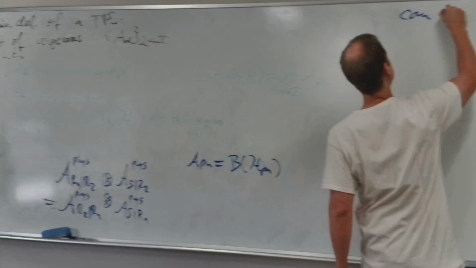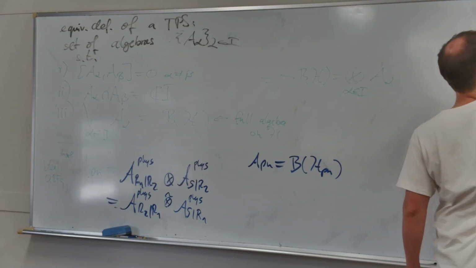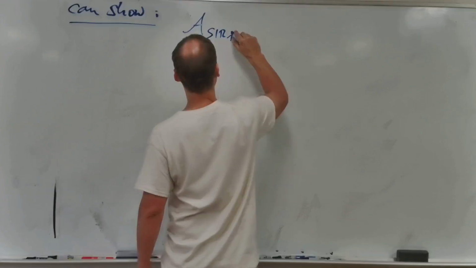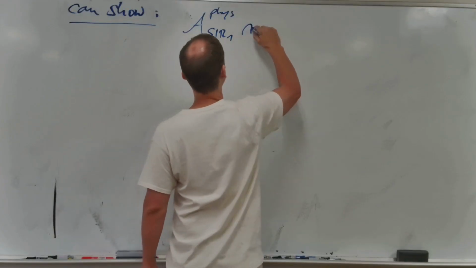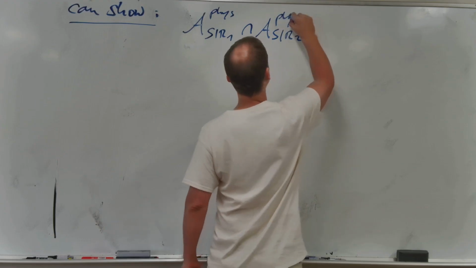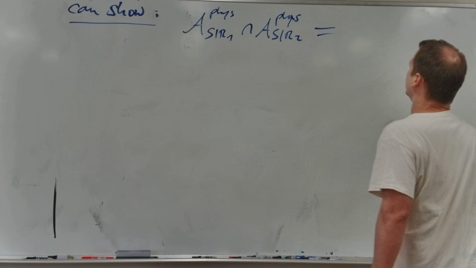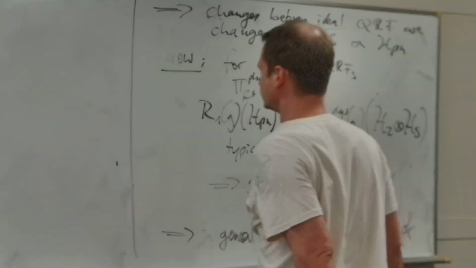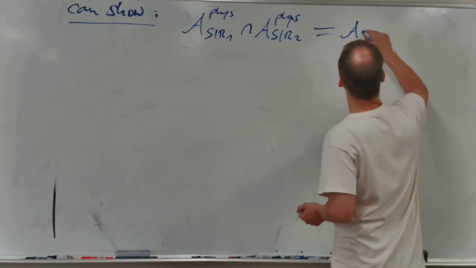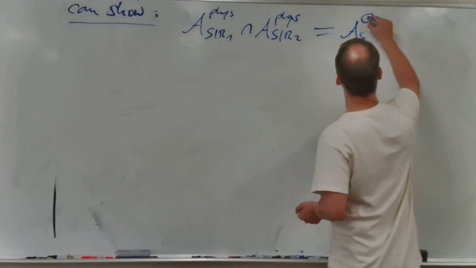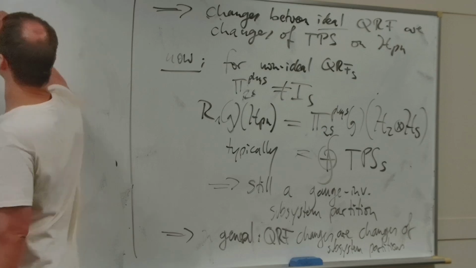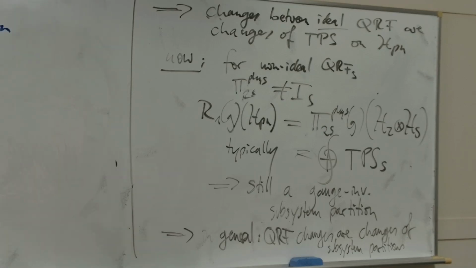I can show, can give you the references, that A_S relative to R1 intersected with A_S relative to R2 is the system algebra, the G-invariant system algebra, and then I'm going to write it like this for now, restricted to the physical Hilbert space.